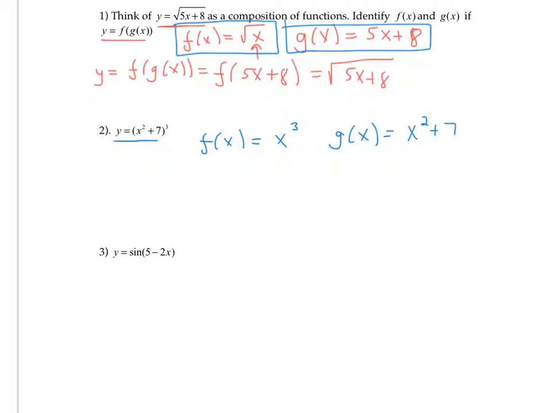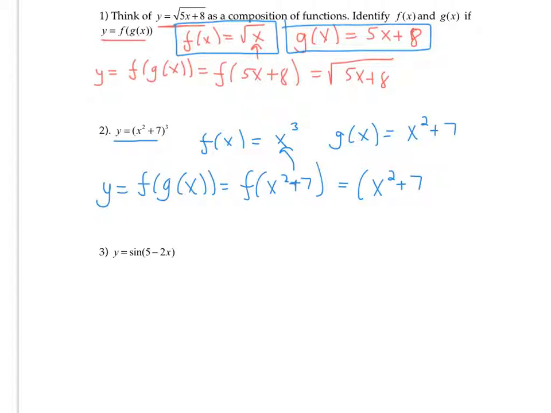Again, test it out and say y equals f of g of x. So we're going to have f of x squared plus 7. So that tells us to plug this into here in place of x. And that'll give us x squared plus 7 raised to the third. Okay, so f of x equals x cubed. G of x equals x squared plus 7.